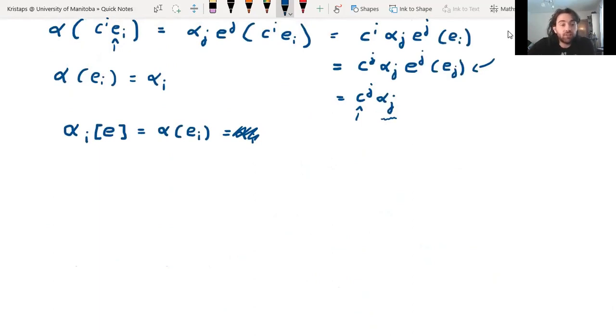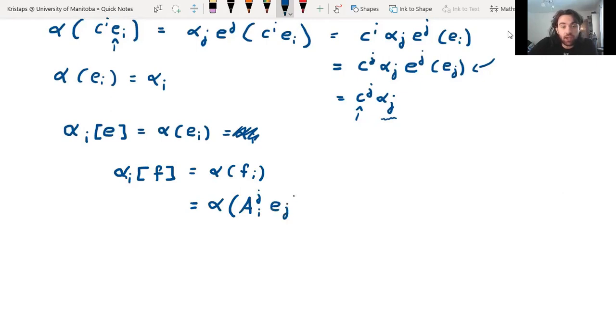And then in that case, what we have is alpha sub i in the basis F, right? This is alpha acting on the basis vector F sub i. Well, what is this? Going back to our equation above for the change of basis matrix, this is going to be A, the change of basis matrix, superscript j, lowercase i, E sub j.